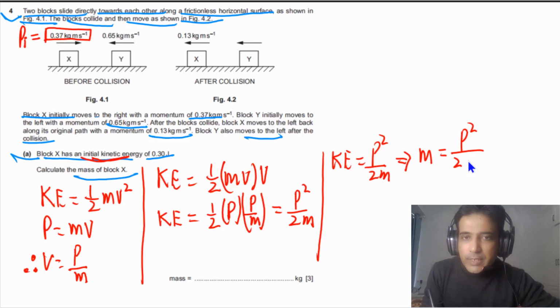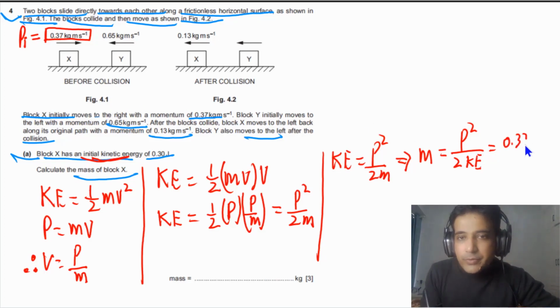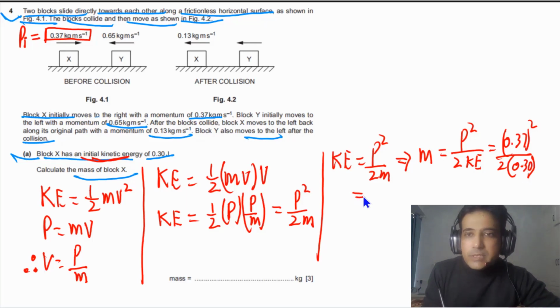So now you just need to plug in values. The value of momentum we have is 0.37, squared, divided by 2 times the kinetic energy, which is 0.30. So now if we simplify, we can find the value of mass. The mass in this case will be equal to 0.23 kg. So this is our final answer. A beautiful way to answer this question.